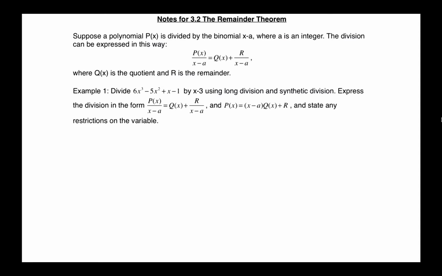So now back to this example, we're going to look at dividing this polynomial, it's a cubic polynomial, by x minus 3. We're going to do a long division, and then I'm going to show you a quicker way, which is called synthetic division. We're going to express this division in the form p of x over x minus a equals q of x plus r over x minus a. So again, p is the polynomial, x minus a is the binomial divisor, q is the quotient, and r is the remainder. And we'll also put it into this other form.